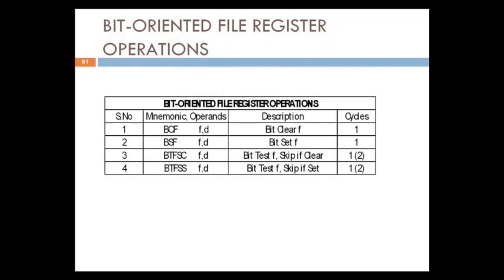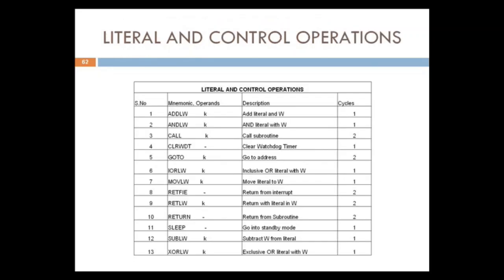Another 4 instructions are bit oriented operations, which are used for bit set, bit clear, and bit test. And the remaining 13 instructions are literal and control operations, which are used for immediate addressing mode.